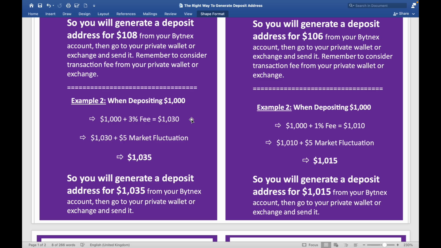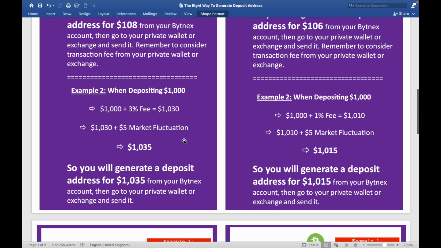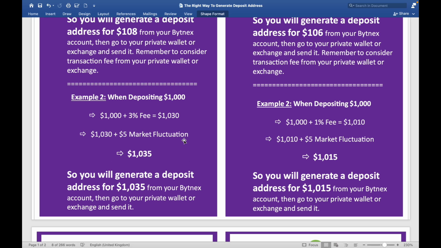As I said before, remember to add an extra $5 for market fluctuation fee. Okay, and then the total that you will generate a deposit address for will be $1,035. And then you will now go to your private wallet or your exchange and send the money. So that is for Bitcoin if you want to deposit $1,000 to activate the promo packs.